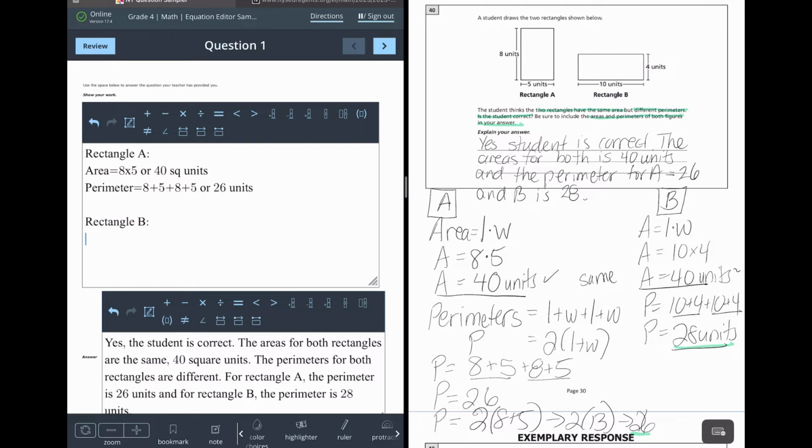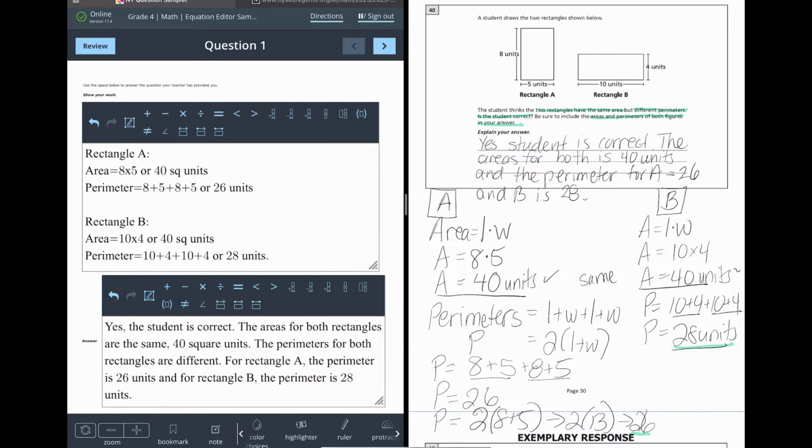Rectangle B, area is equal to 10 times 4. That's all I have to show, or 40 square units. Perimeter is equal to 10 plus 4 plus 10 plus 4, for 28 units. And that's it. If I was going to show my work, this is all I would have to do to show that I can find the area and perimeter for both figures.